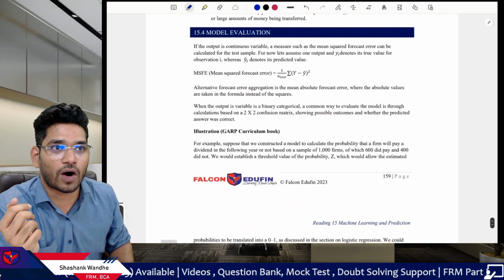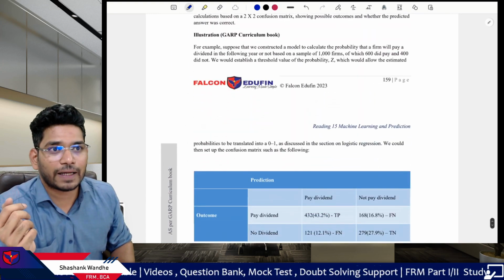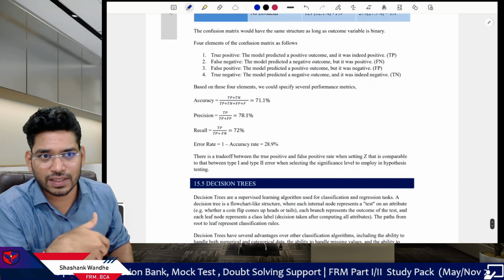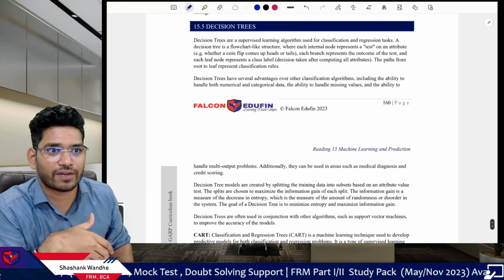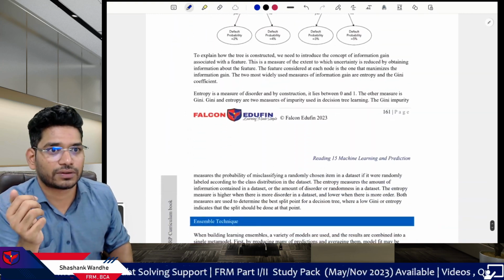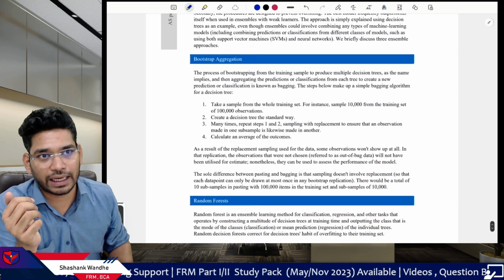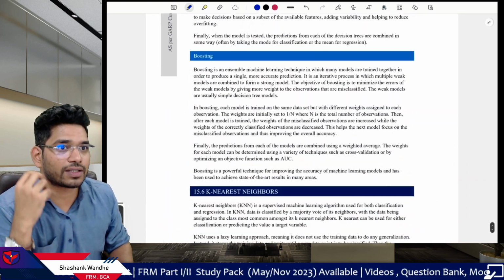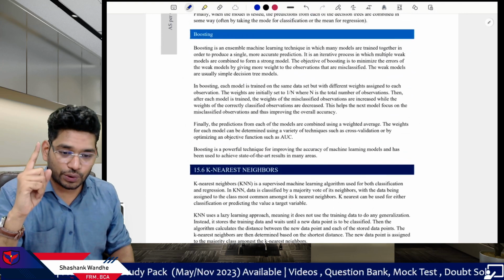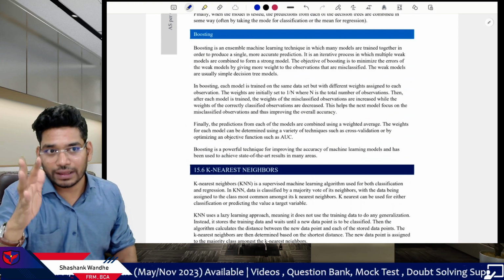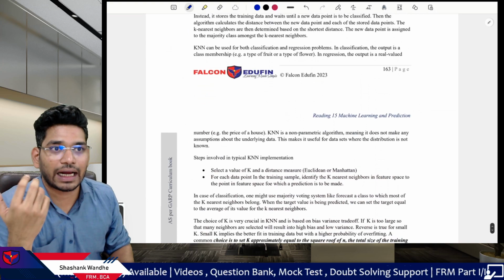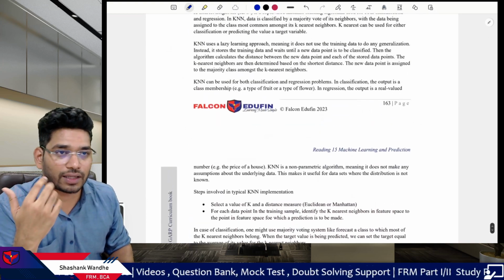Then we have the model evaluation, and all the points are given here. Okay, so just see this. Okay, then we have the decision tree, and this is a decision tree, same from GARP's book. Okay, and then we have ensemble techniques, bootstrapping, aggregation, random forest. When you are studying machine learning, your goal should be to make sure you remember all the key points. Okay, so key points are very important here, and that's what GARP will test.